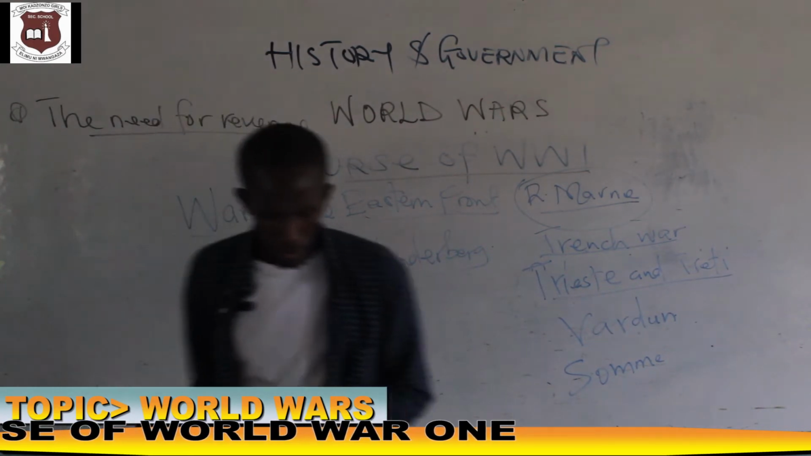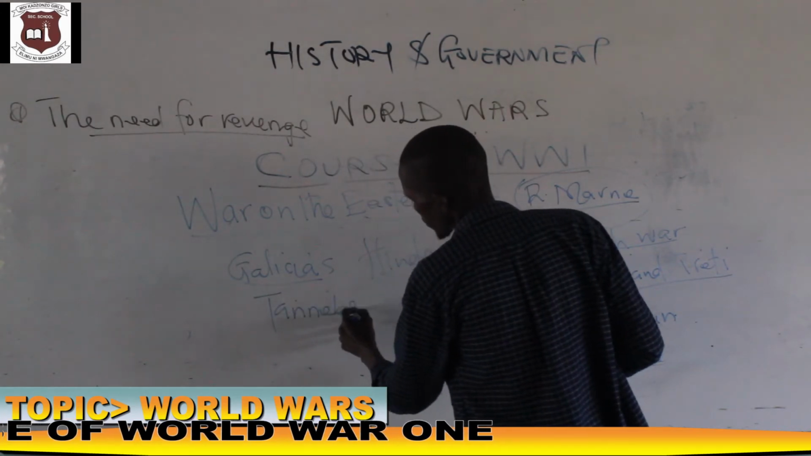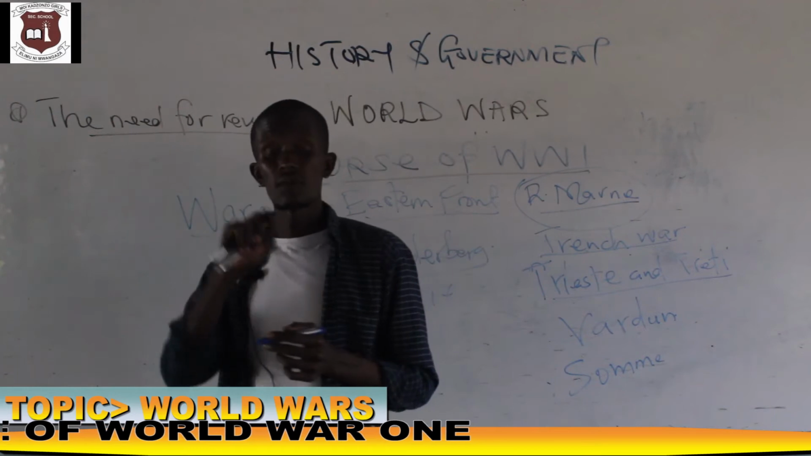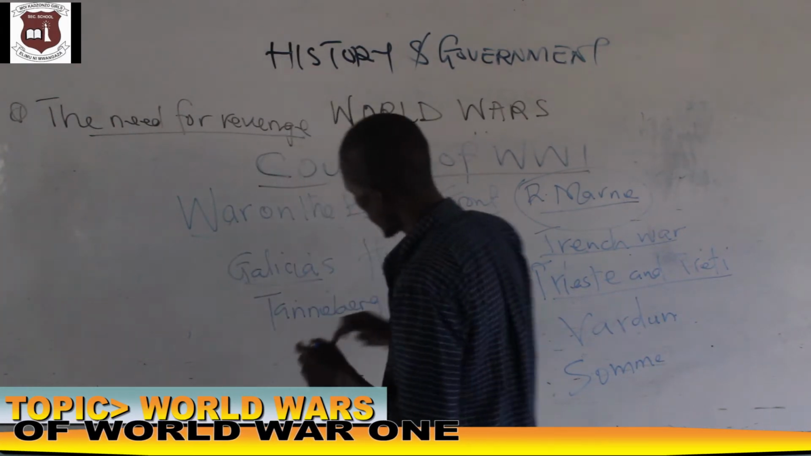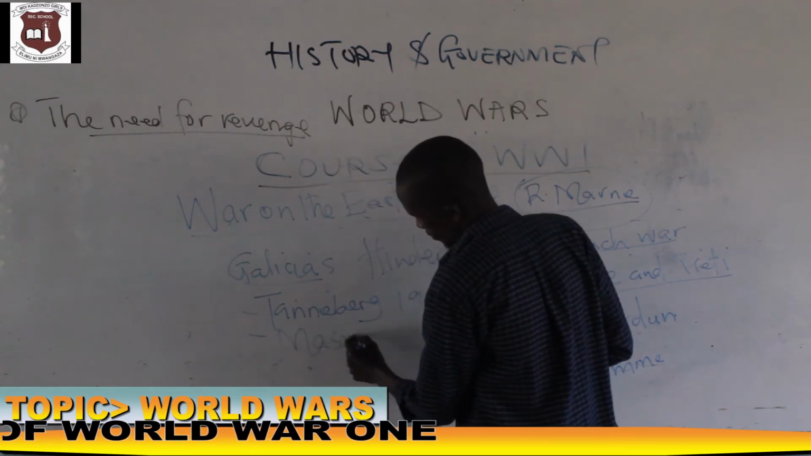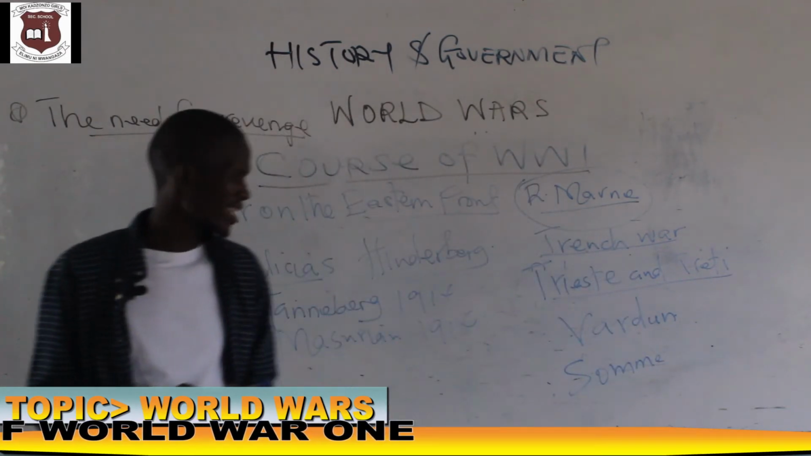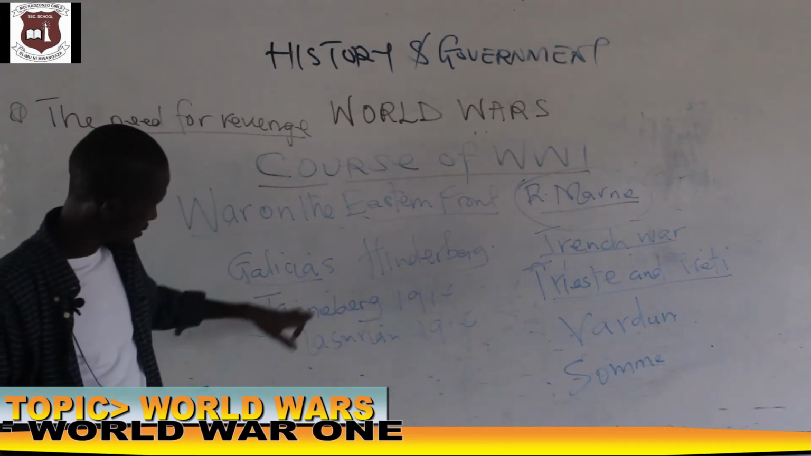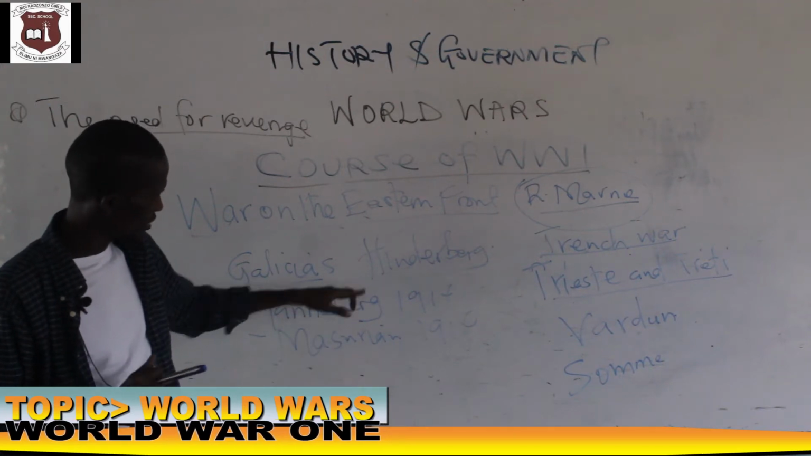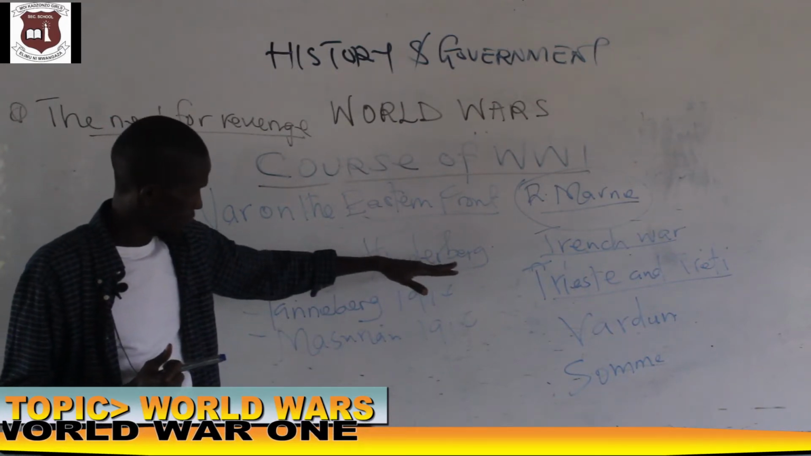He presided over the Battle of Tannenberg. This was in August 1914. And then there was another battle that took place in a place known as Masurian, also in the same year, 1914, but a month later, in September. The general that led the German forces in these two battles was General Hindenburg.